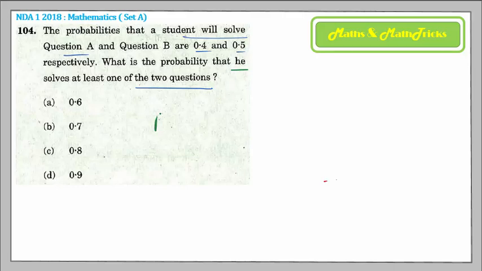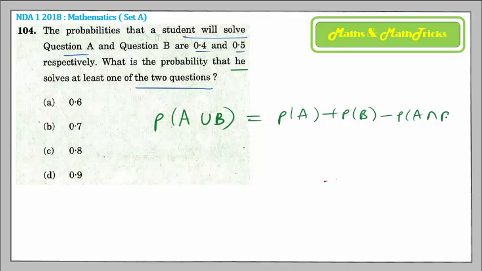So the question is about finding probability of A union B here, which is equal to probability of A plus probability of B minus probability of A intersection B by formula. But here, what is the probability of A intersection B? That is to be understood here. A and B are the events of solving question A and question B respectively, which are independent events. That's why the probability of A intersection B, how do you calculate? You calculate it by writing probability of A into probability of B.